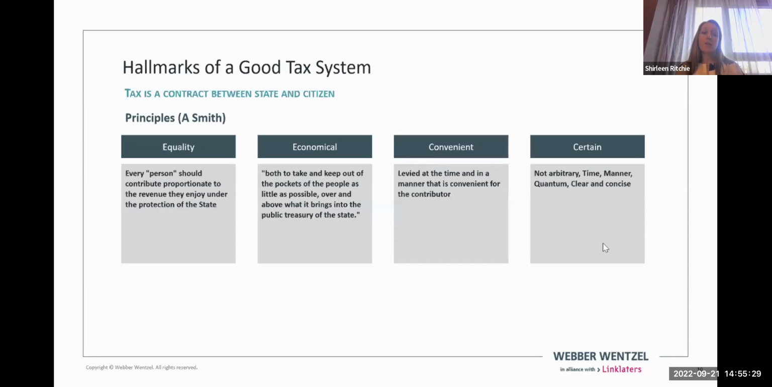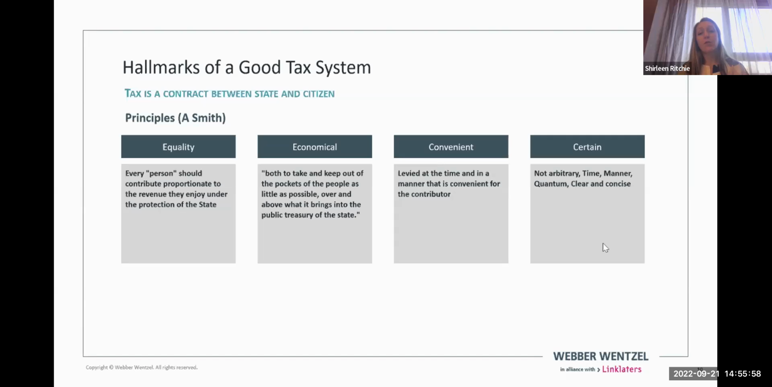Tax has to have an element of equality. Every person should contribute proportionately to the revenue that they enjoy under the protection of the state. Tax has to be economical. It has to take and keep out of the pockets of people as little as possible, over and above what it brings into the public treasury of states. It's an important principle that there has to be a form of balance between what gets taken as tax revenue and what is needed by the state.